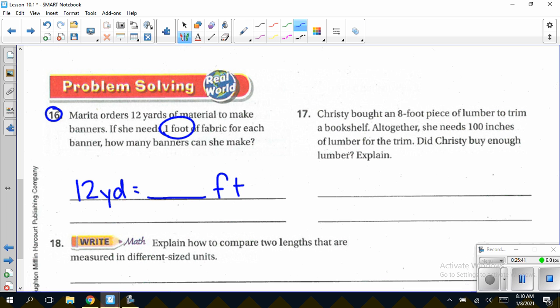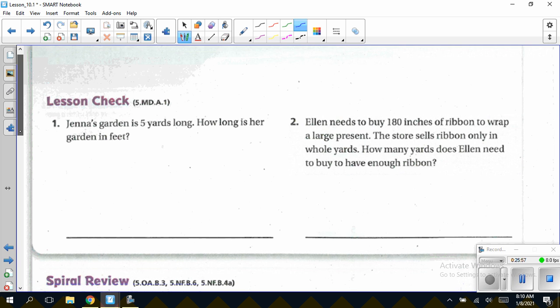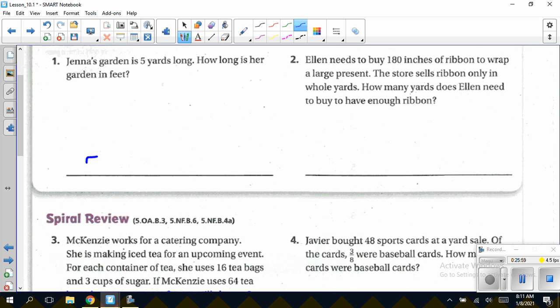On the back, we are not going to be doing all of them. So for the first lesson check 1 and 2, you will be completing both of these. It says Jenna's garden is 5 yards long. How long is her garden in feet? So for question number 1, you need to convert 5 yards into feet.